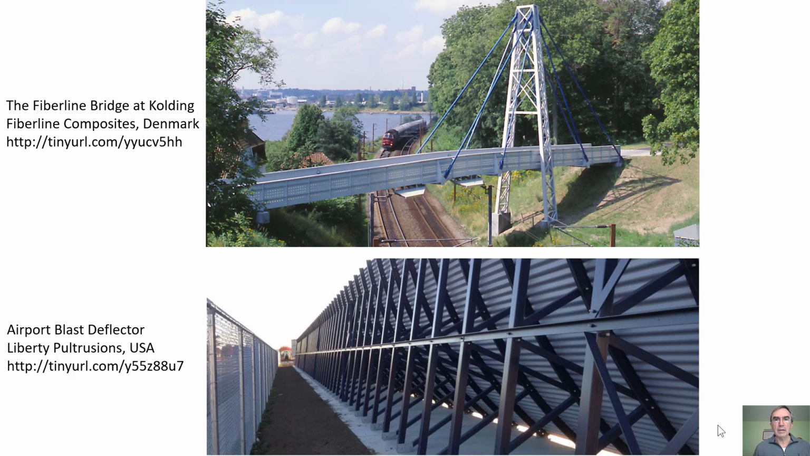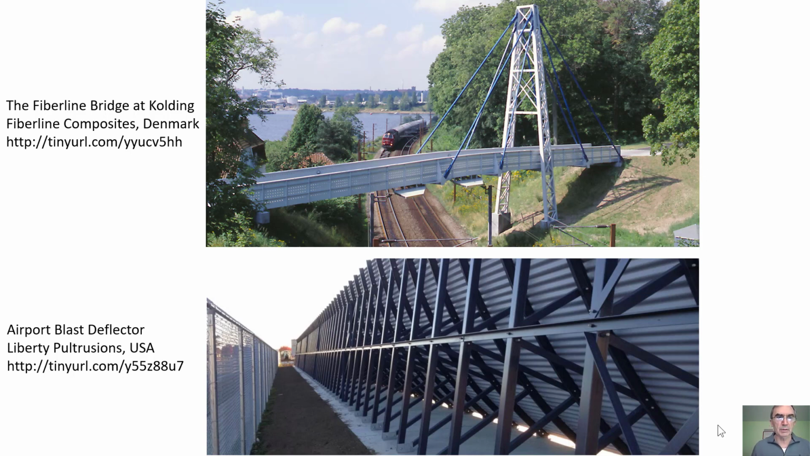So pultruded structural shapes are similar to steel shapes, but made out of fiberglass reinforced polymers. And they are used for a variety of applications because of a variety of advantages they have over competing materials. And here we have two applications. On the top, we see the bridge at Kolding in Denmark, where the corrosion resistance and the ability to assemble this bridge in the 3 nights it took to assemble the bridge, that's because of the lightweight, is one of the advantages.